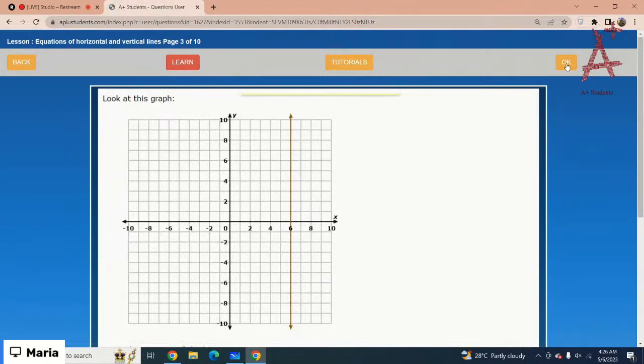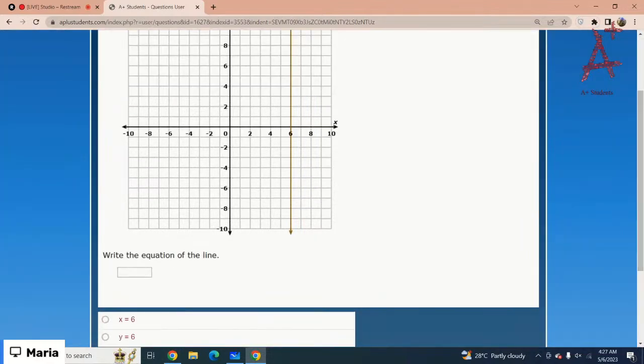Okay, look at the graph. That is a vertical line, and you have the point at x equals 6. So y is 0 and x equals 6. So the equation of the line is x equals 6.